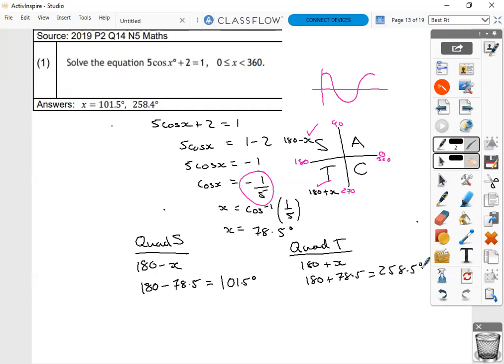Any questions on that? Anyone not see where the answers are coming from, what I'm looking at, where I'm taking things, what I'm putting in the calculator? Make sure you can put that in your calculator and you're getting the same answer as me out.